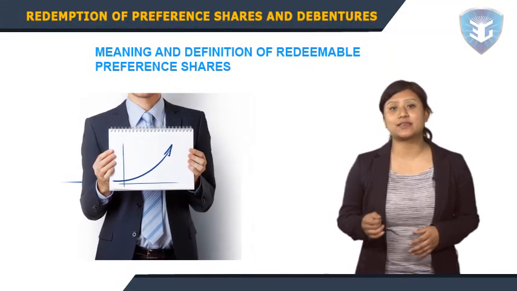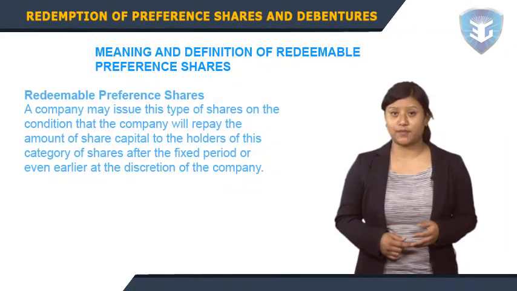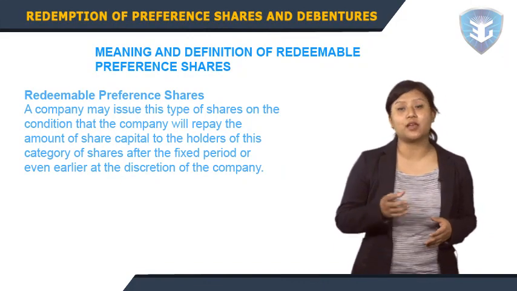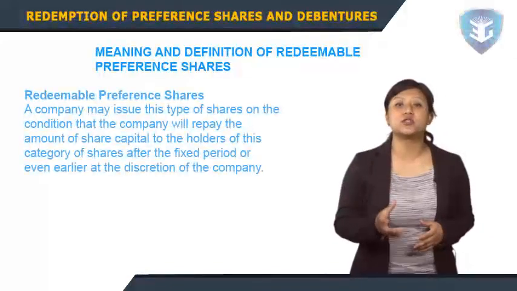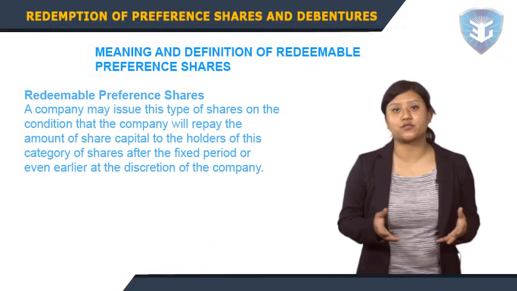The preference shares can be of various types. These are as follows: redeemable preference shares. A company may issue these types of shares on the condition that the company will repay the amount of share capital to the holders of this category of shares after the fixed period or even earlier at the discretion of the company.